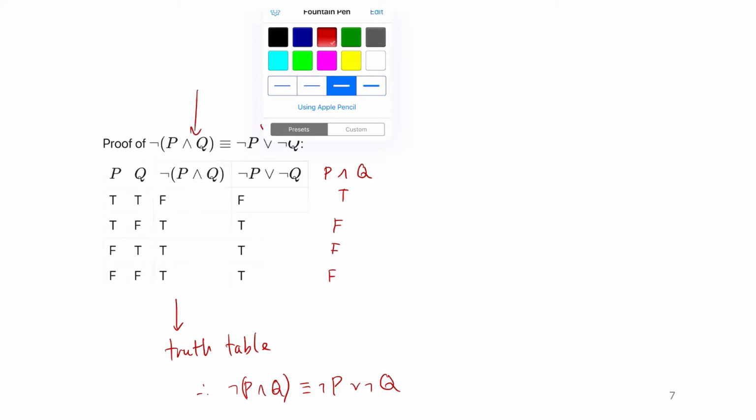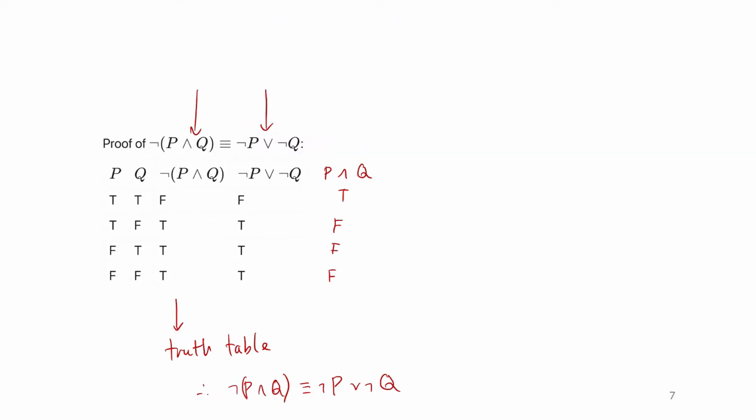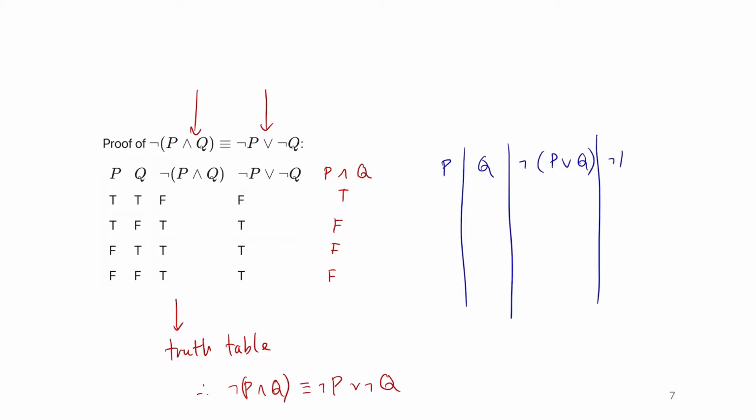And so we could also do this for the other version of De Morgan's laws, right? So I could say P, Q, not P or Q, and not P and not Q. Okay, so I could do, let's see, true, true, true, false, false, true, and false, false. Okay.